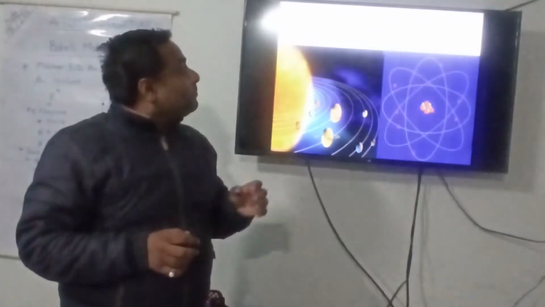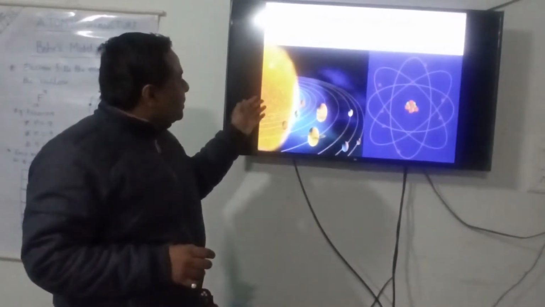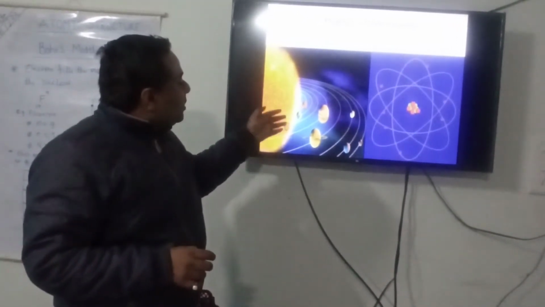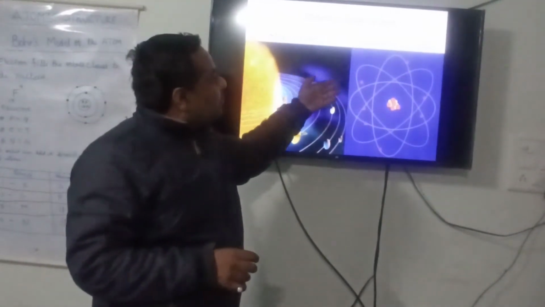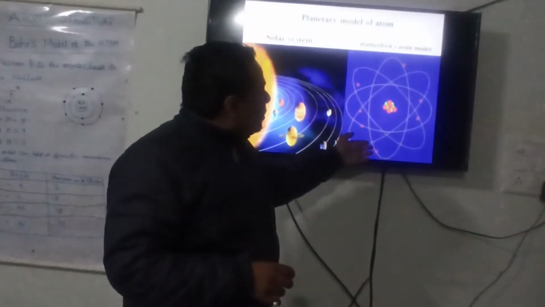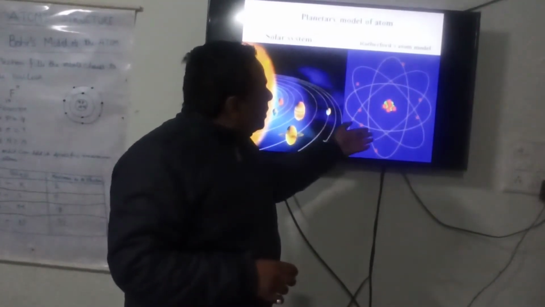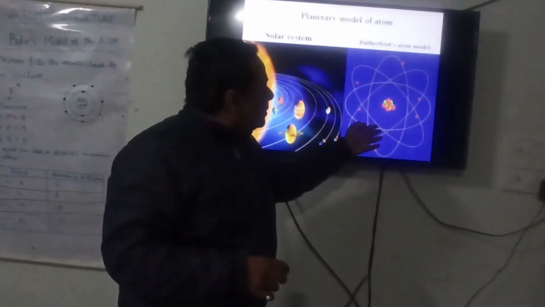Like the planetary model of the atom, in our solar system all the planets move around the sun, in the same way, according to the Rutherford model, the different electrons are moving around this positively charged nucleus in different orbits.